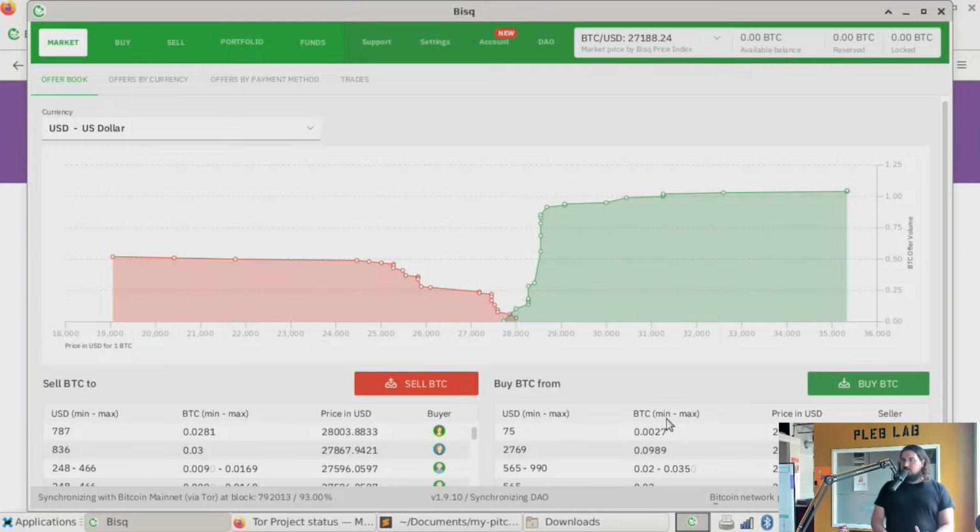Okay, so here is the Bisq interface. This is what it looks like. And earlier I mentioned that the Bisq interface has lots of buttons and it's kind of confusing, which I think this is.